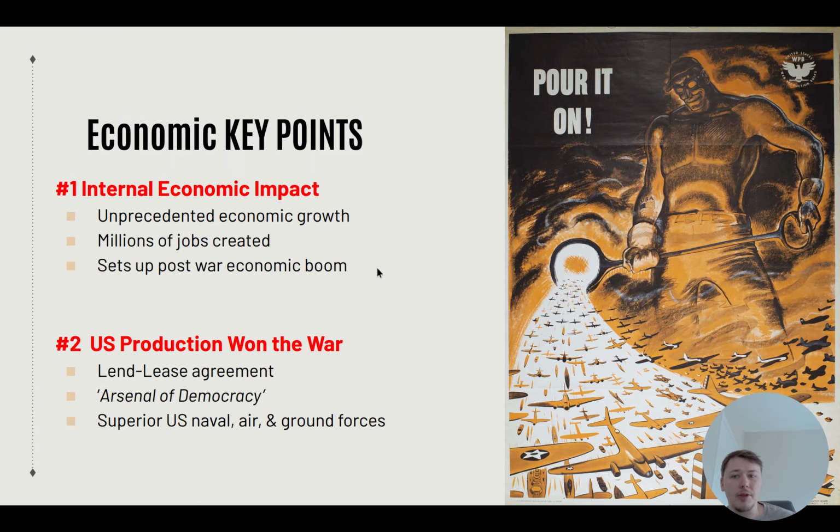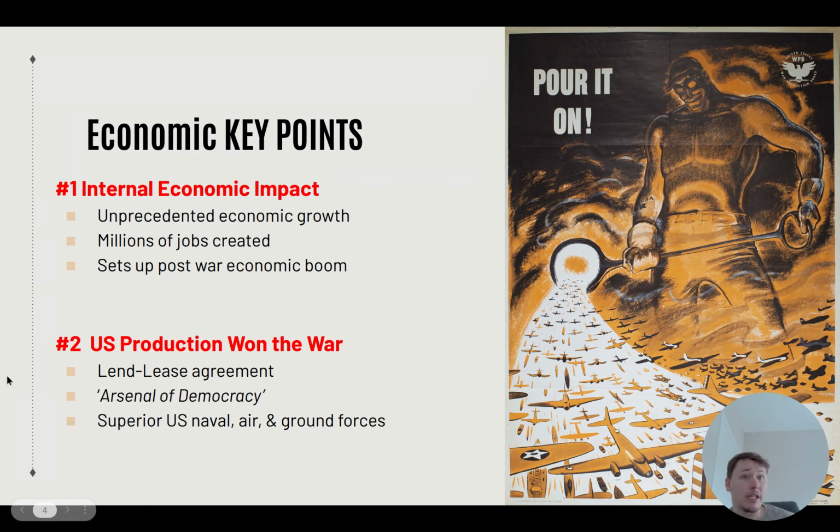Additionally, if we're talking about the war itself, it is due to our industry that the Allies won the war. There's this very famous agreement called the Lend-Lease Agreement, especially with the English and later the Soviet Union, where we basically give them stuff for free. Like, don't worry about it. We'll worry about payment after the war, and we only expect very little back. It is because of this that the United States gets the nickname, right there, the arsenal of democracy.